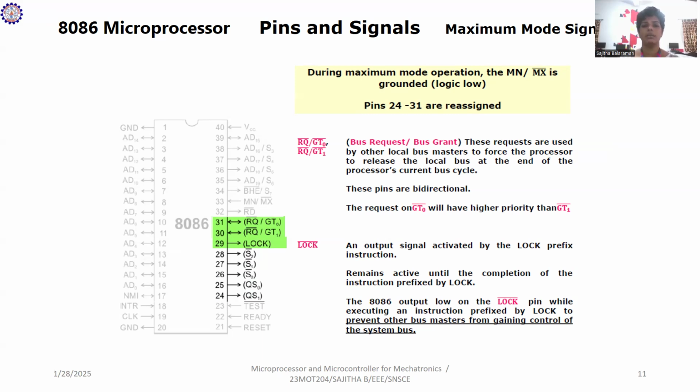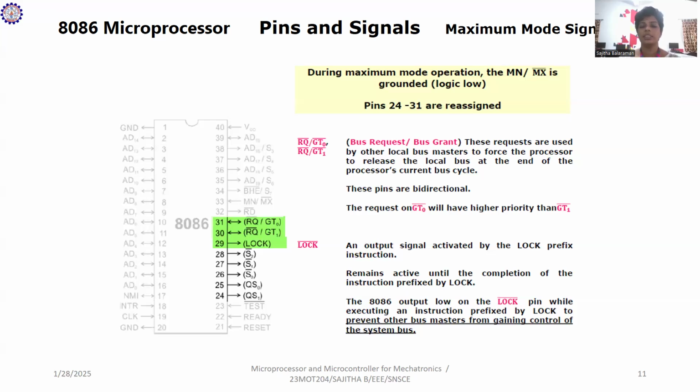These pins are bidirectional, and a request on GT0 has higher priority than GT1. An output signal activated by the LOCK prefix instruction is given by LOCK bar. This remains active until the completion of the instruction prefixed by LOCK.